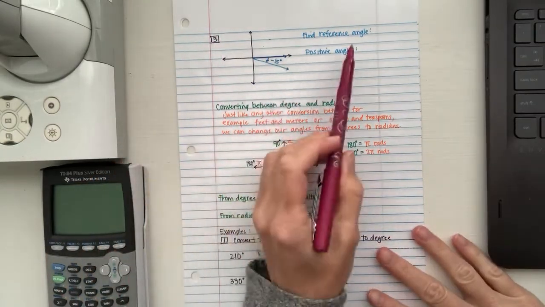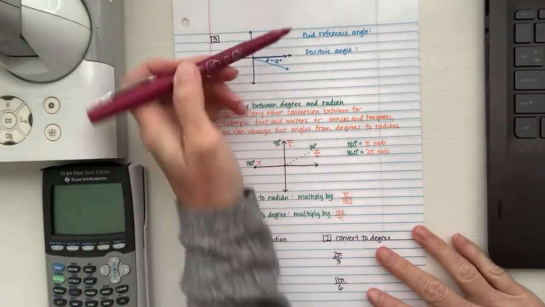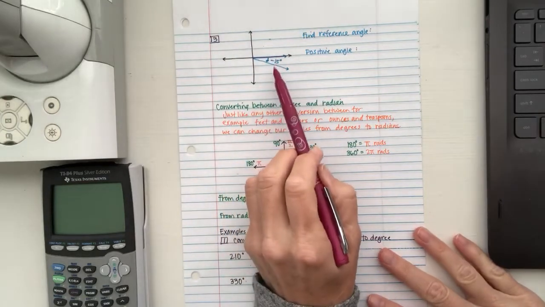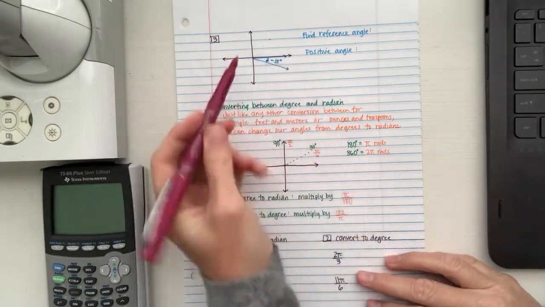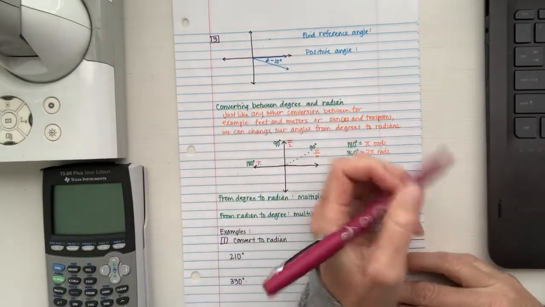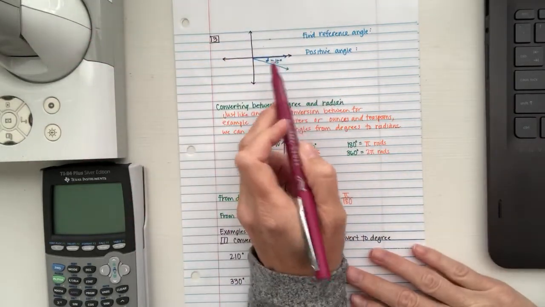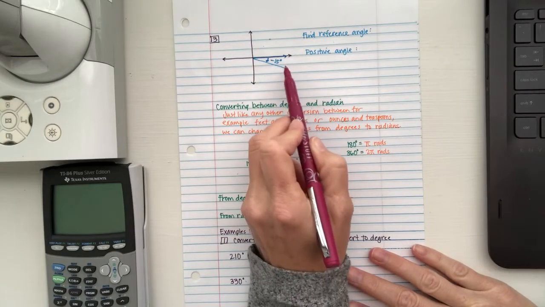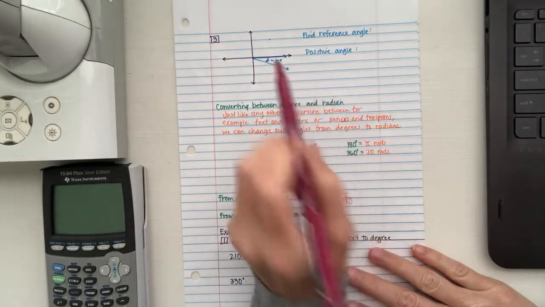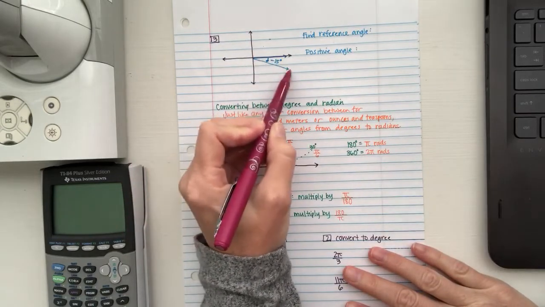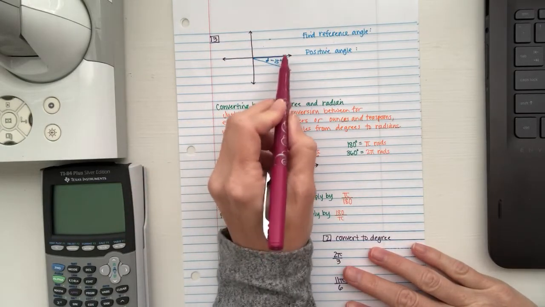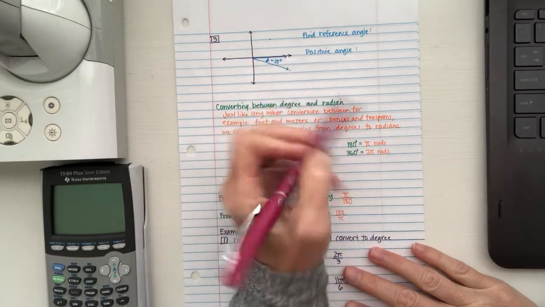Okay, so again, I've got my initial side and my terminal side. What is different with this problem? Well, this time I'm giving you a negative angle to start. I'm telling you that we opened up 15 degrees in the negative direction. And so my initial standard position angle is negative. So what is my reference angle? How far is this terminal side from the closest x-axis? Well, it's 15 degrees, right?